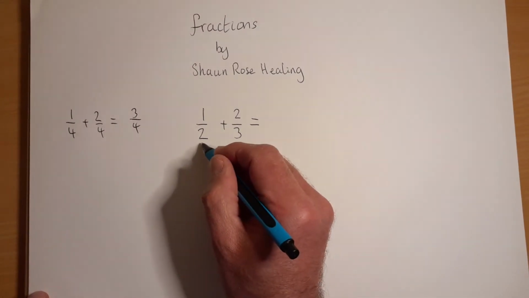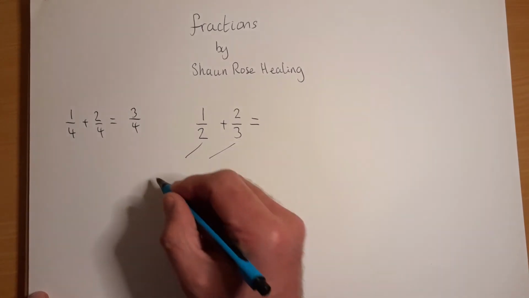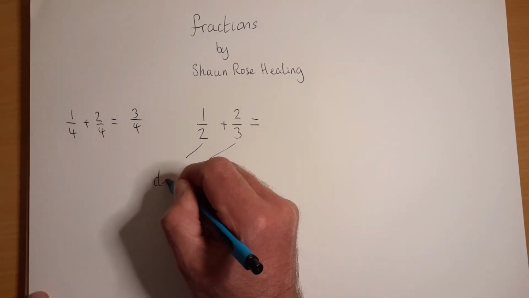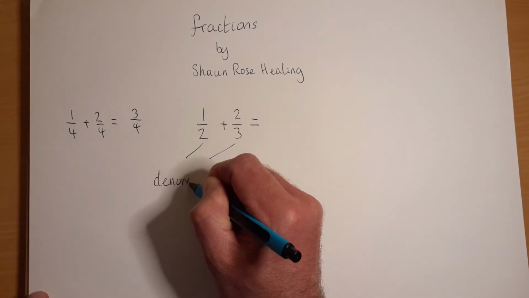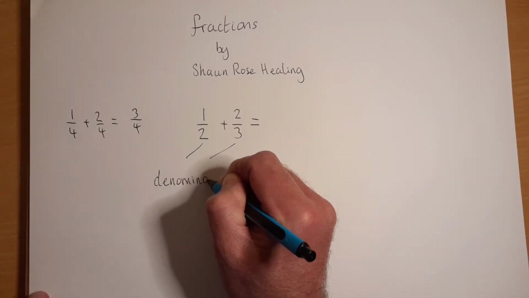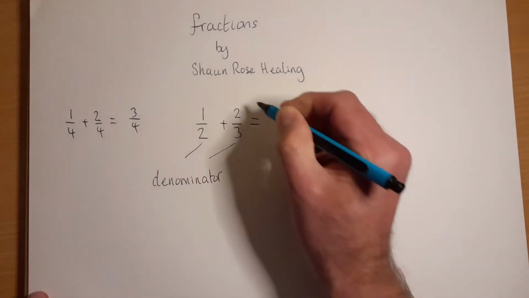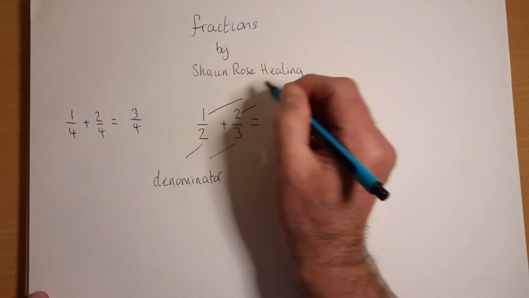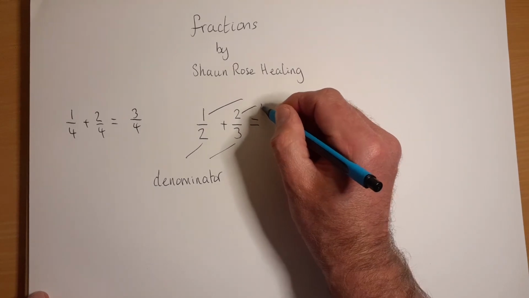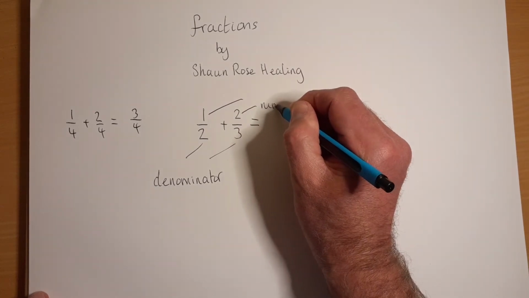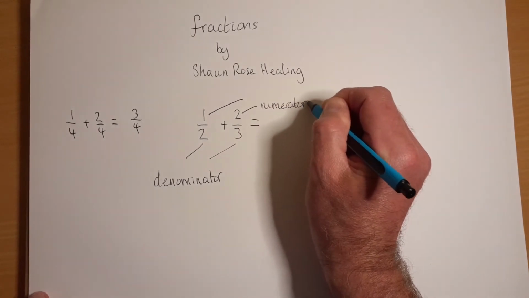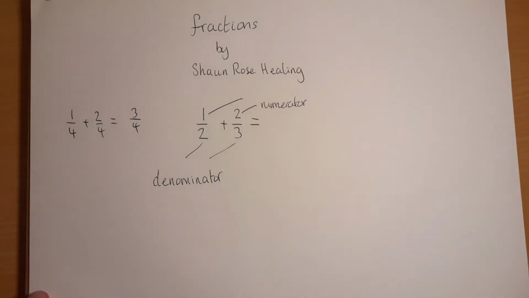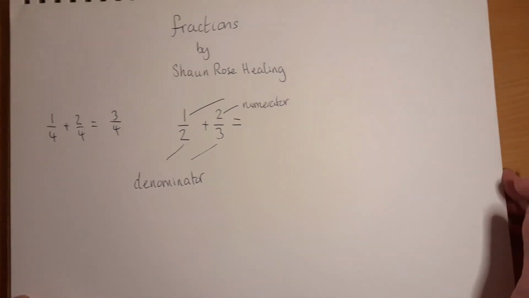So the bottom number here and here, this is the denominator. The top number here and here, numerator. Okay, so I'll write it out again just to make it nice and clear.